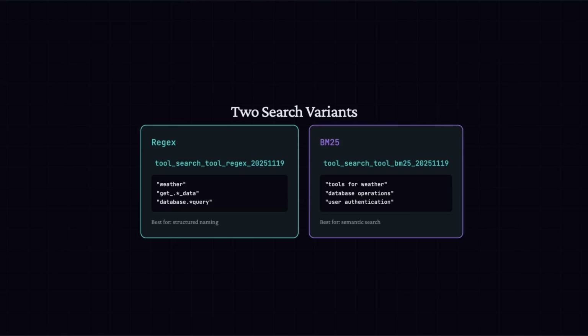On the other hand, you have something like BM25, which is a keyword-based search mechanism. So Claude writes natural language queries like tool for weather or database operations. This is semantic search with relevance ranking. Again, we are not using any embeddings here. It's mainly a keyword-based search mechanism, and it's better when your tool names and descriptions vary. So you'll have to pick one of these approaches depending on whether your tool definitions follow consistent names or they are more descriptive and vary in name definitions.